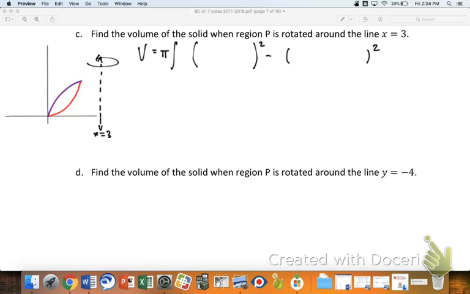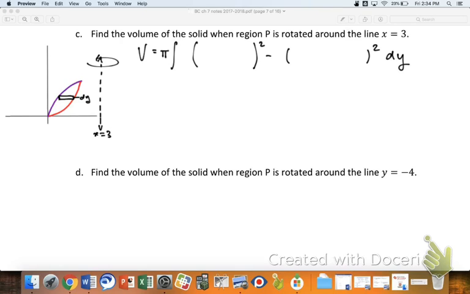Okay, the next thing we've got to decide: is this going to be dy or is this going to be dx? What do you think? It's going to be dy because our representative element has to have what relationship to the axis of rotation? Perpendicular. There we go. So perpendicular relationship makes this dy thick, meaning that I'm going to be multiplying by dy. The only thing left here are my limits and my radii.